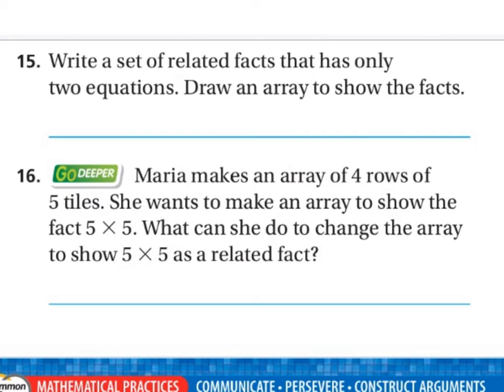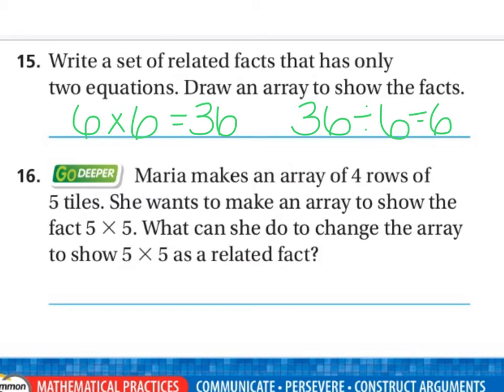All right, we are ready to check our work for pages 347 to 348, starting with number 15. The answer to number 15 will vary, but when you look at the multiplication equation that you wrote, the two factors, remember factors are the numbers that we multiply together, they must be the same number. Likewise, in your division equation, the divisor and the quotient need to be the same number. Because both factors are the same, there are only two equations in this set of related facts.